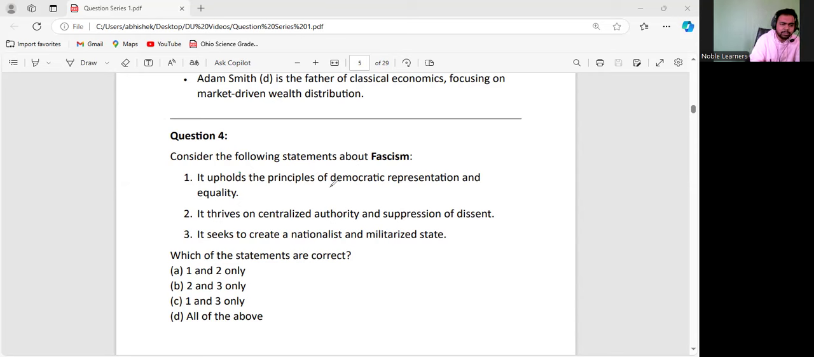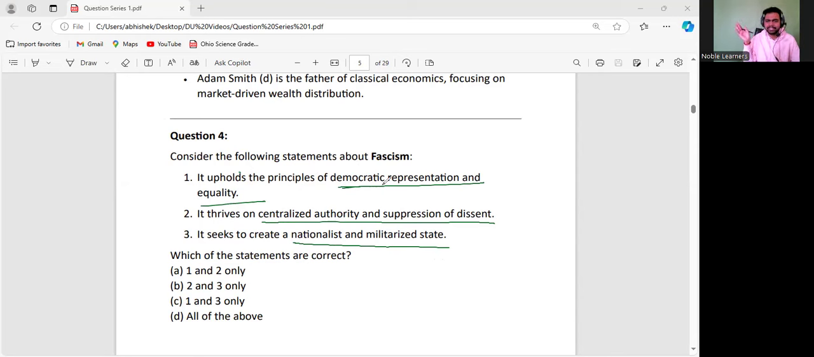It upholds the principle of democratic representation and equality. This is the first statement. It thrives on centralized authority and suppression of dissent. It seeks to create a nationalist and a militarized state. So try to answer this one. Let us answer this question. It never supports democratic representation and equality.